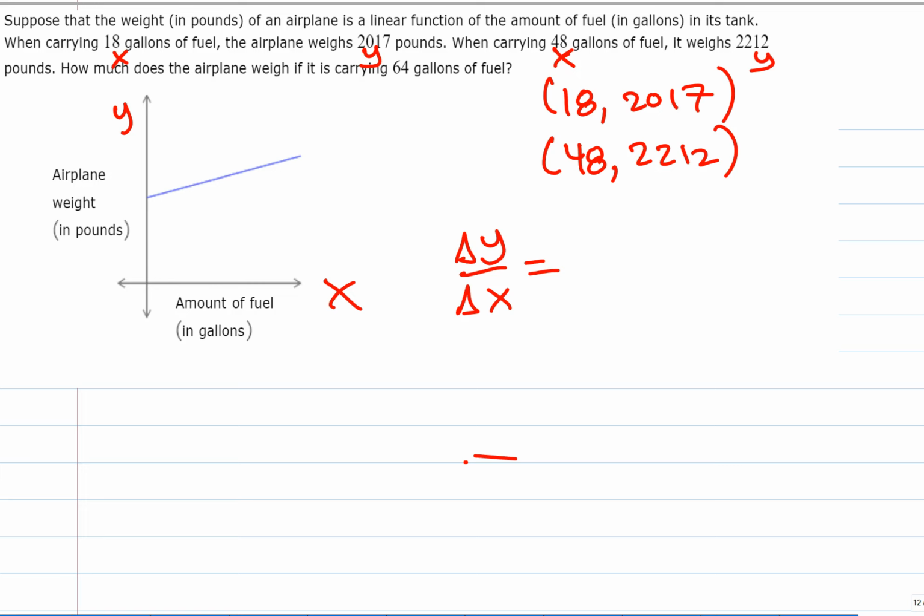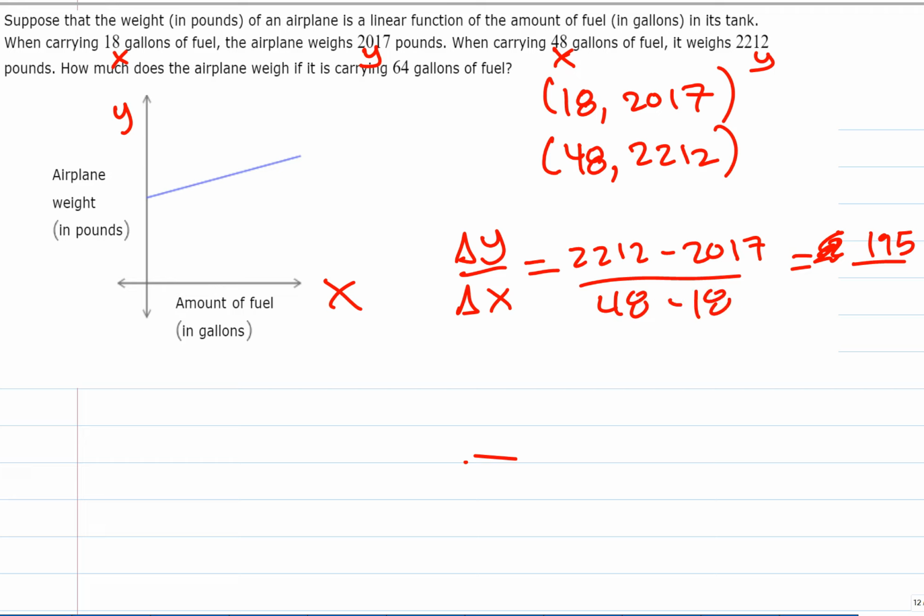Changing the y's. What is 2212 minus 2017? Somebody tell me, what is that, 205? Is it? See, I'm a dang liar. That's why you got to keep me. 195? Over 48 minus 18, I heard 30. That's going to be a decimal, isn't it? 6 point 5. Thank you. That's our slope. Good.